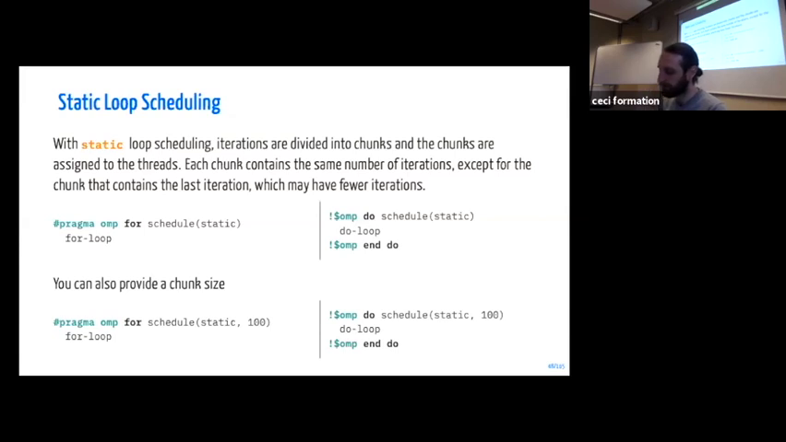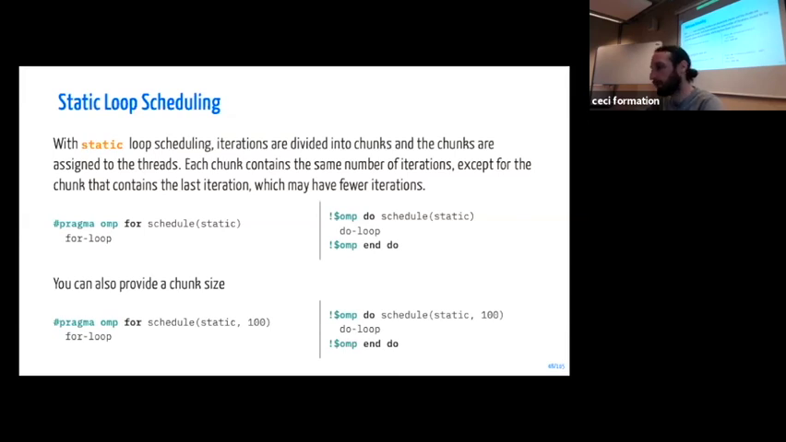So basically the static loop scheduling is what is provided by default. You take your loop iterations and you just divide the iteration space into equal chunks, except maybe for the last thread, because it might run on fewer iterations.